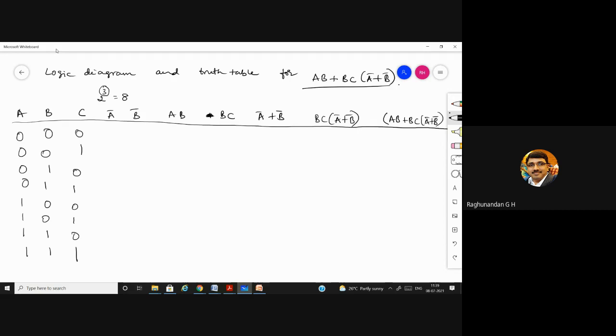Yes, I want you all to try this. A bar, write the complement. 1 1 1 1 0 0 0 0, 1 1 0 0 1 1 0 0. AB multiply: 0 0 0 0 0 0 1 1. So like that, multiply and solve this and tell me the final answer. If anyone has a doubt, you can ask.